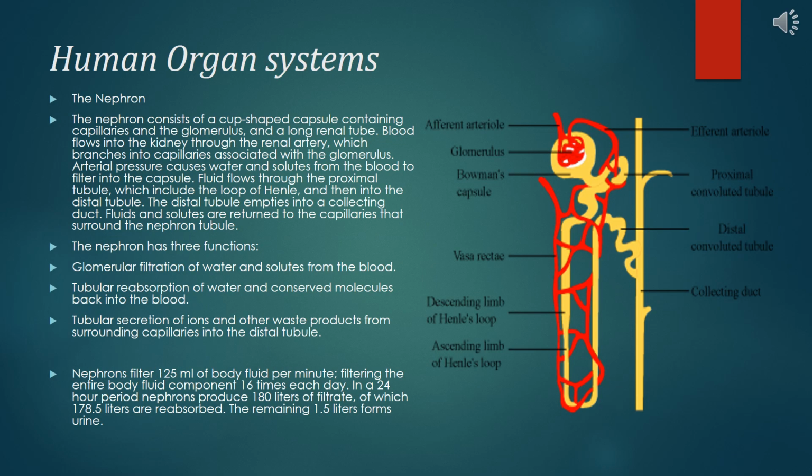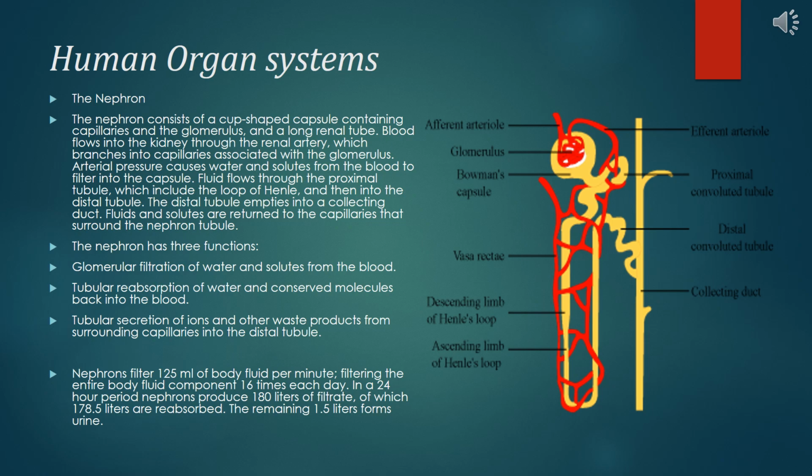The nephron consists of a cup-shaped capsule containing capillaries and the glomerulus, and a long renal tube. Blood flows into the kidney through the renal artery, which branches into capillaries associated with the glomerulus. Arterial pressure causes water and solutes from the blood to filter into the capsule. Fluid flows through the proximal tubule, which includes the loop of Henle, and then into the distal tubule. The distal tubule empties into a collecting duct. Fluids and solutes are returned to the capillaries that surround the nephron tubule.